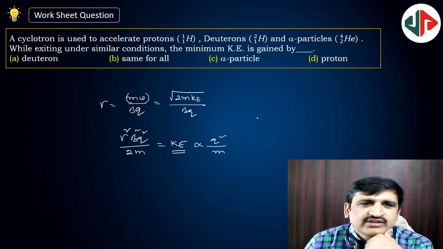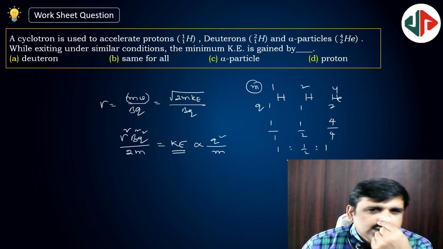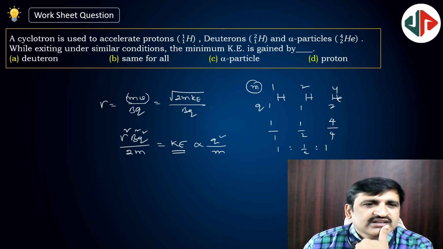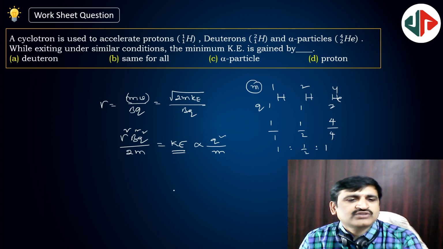Now let us have proton 1 1, deuteron 1 2, alpha particle 2 4. These are masses, these are charges. So q square by m: 1, 1 by 2, 1. So this is 1 is to 1 by 2 is to 1, that is 1 is to 1 by 4, 1 by 2 is to 1. The minimum KE is gained by the middle one, deuteron. So option A.